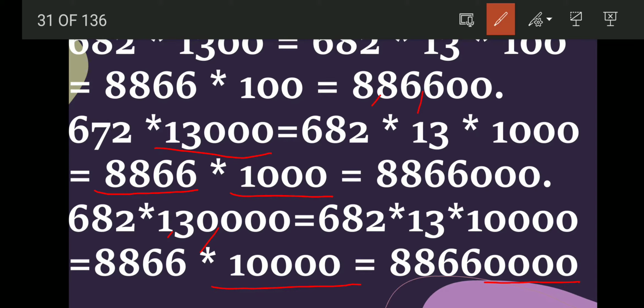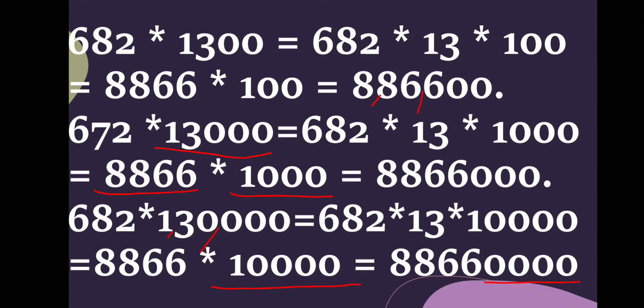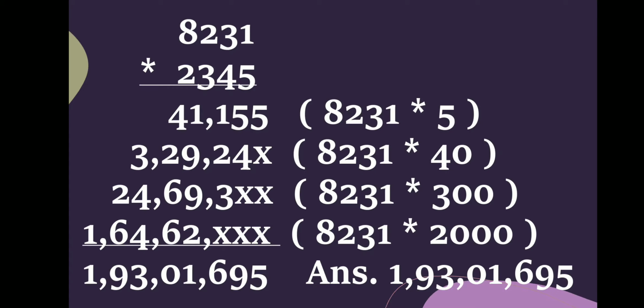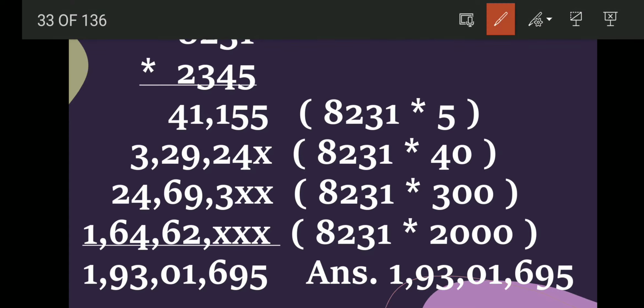So this is all about multiplication and the properties. Now let us see an example. Example 1 given in your book. Multiply 8231 by 2345. See, we write like this: 8231 multiplied by 2345. Now try to understand this. When we write 2345, this 5 is at 1's place, 4 is at 10's place, 3 is at 100's place and 2 is at 1000's place. So we'll multiply according to that.